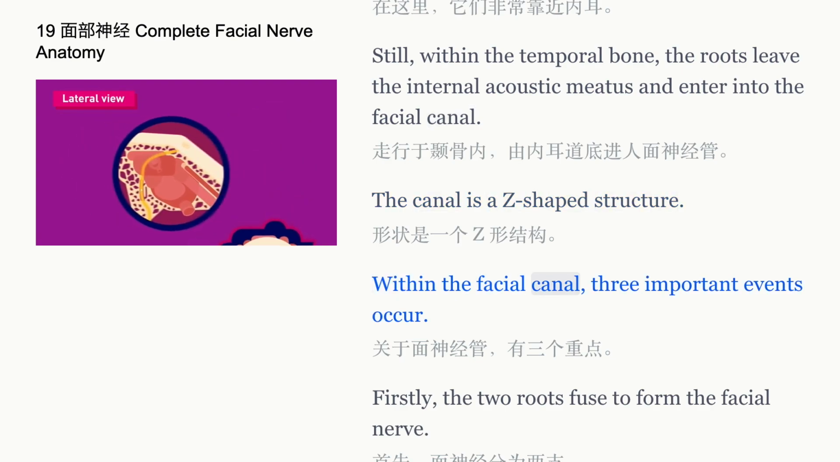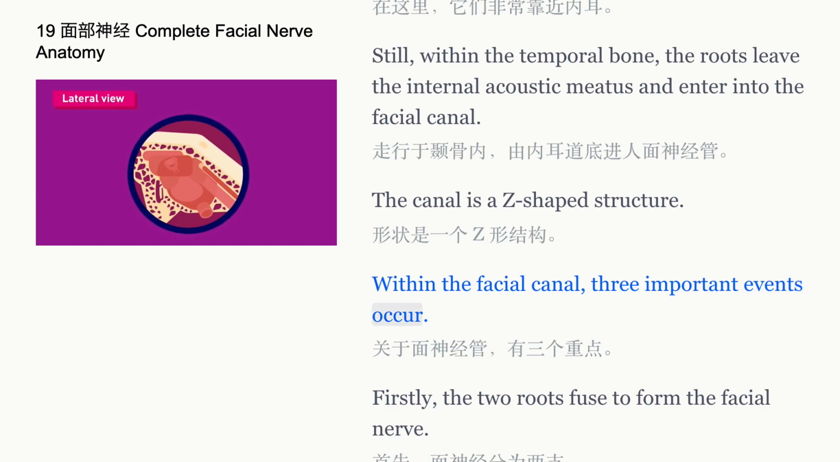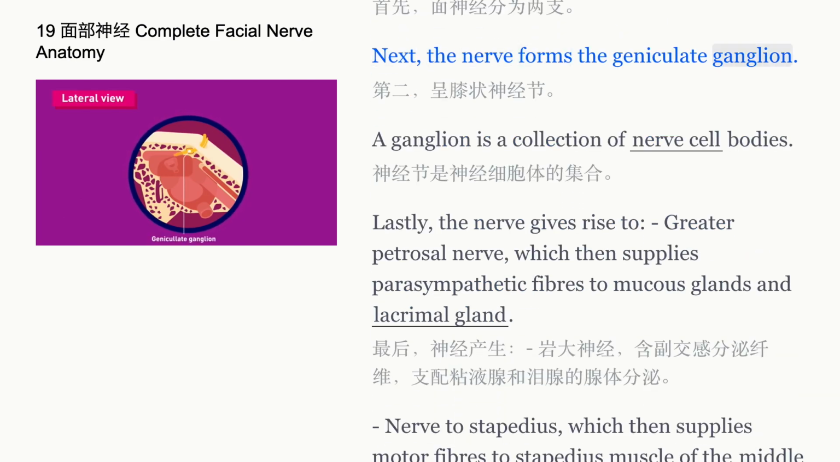Within the facial canal, three important events occur. Firstly, the two roots fuse to form the facial nerve. Next, the nerve forms the geniculate ganglion. A ganglion is a collection of nerve cell bodies.